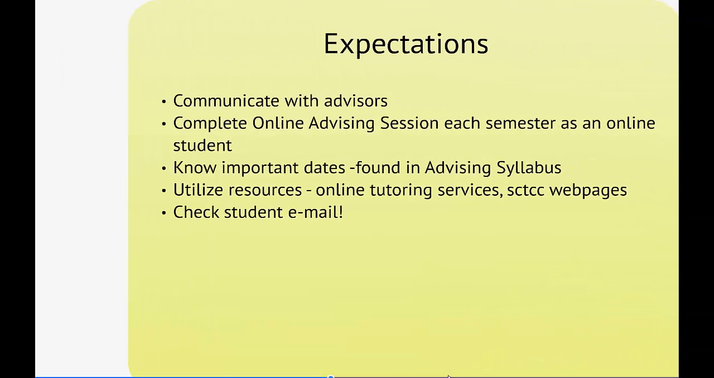First, we expect that you're communicating with your advisors. Also, we expect that you complete the online advising session each semester as an online student. In order to get your access code, this is a requirement. Also, we expect that you know important dates that are found in the advising syllabus. We expect that you're utilizing resources. There is online tutoring services available, as well as information found on the SCTCC web pages, and we also expect that you're checking your student email account.